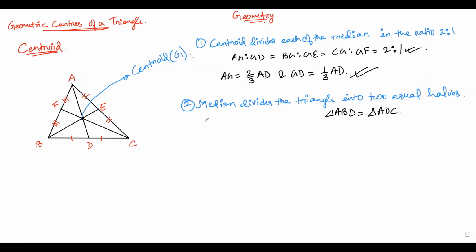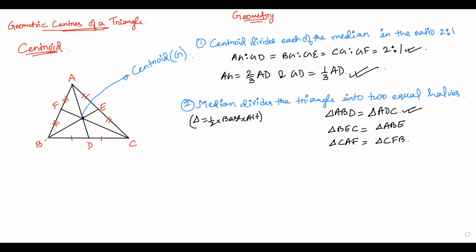We can prove this simply by knowing that the area of a triangle is given by half into base into altitude. Since for the triangle ABD and triangle ADC, AD is the median, D is the midpoint, so the lengths of BD and DC are equal, that is, the base lengths are equal. And also, these two triangles have the same altitude, so the areas of these two triangles would be equal.